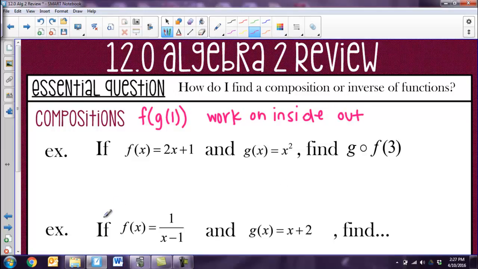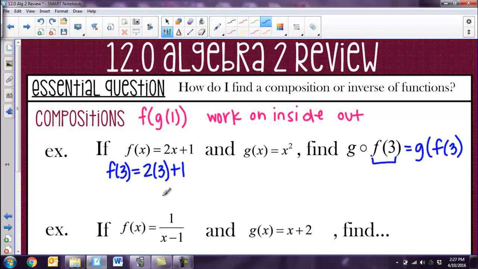Okay, so if we have an example, we know f of x is equal to 2x plus 1 and g of x equals x squared. We're going to find g of f of 3. This is just another way to write the composition function. So g of f of 3, these two things are equivalent. So if you see that circle, it just means find the composition. So the first thing I'm going to do is find f of 3. That's the inside. And to find a value of a function, you just plug in for x. So I get 2 times 3 plus 1, which is 7.